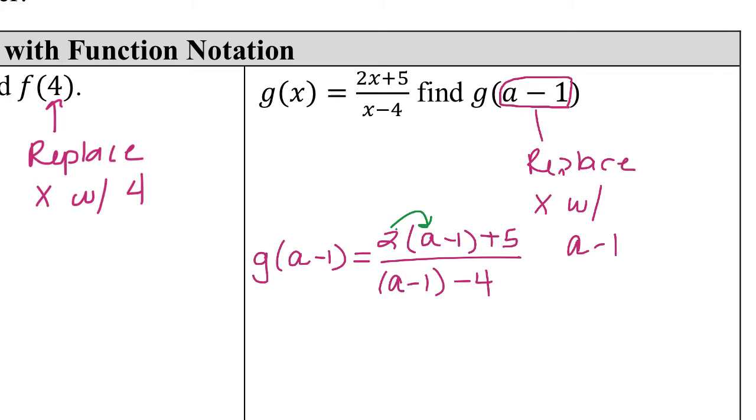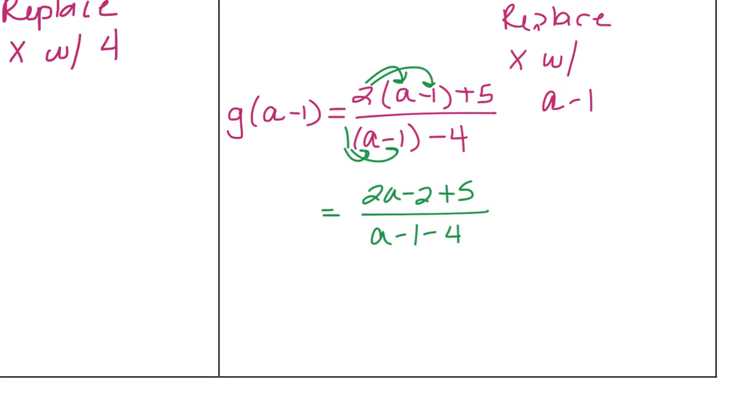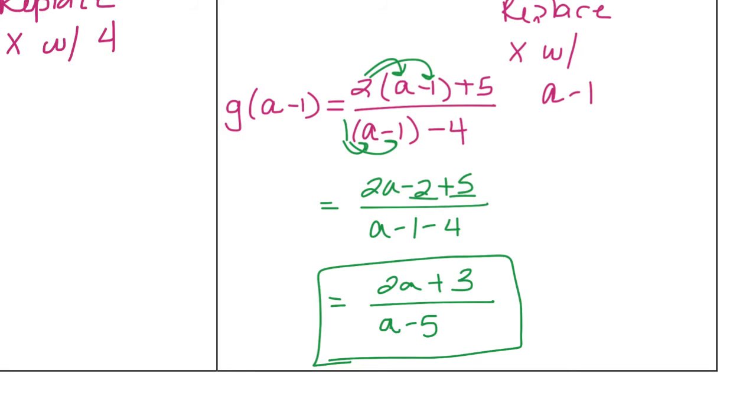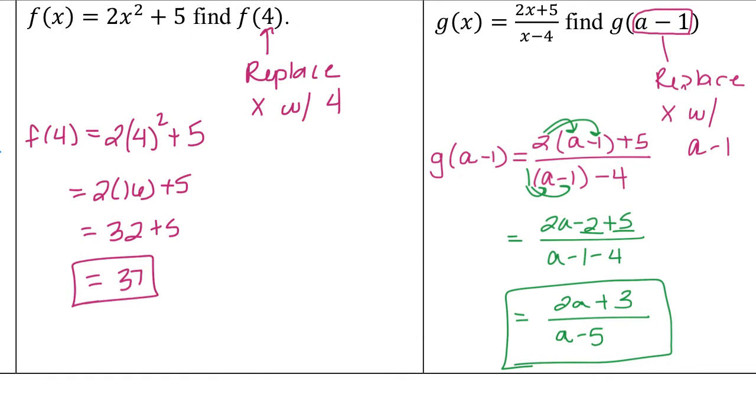So we're going to distribute the 2 on the top. So 2a minus 2 plus 5. Now on the bottom, there's really a 1 on the front here. So 1 times a is just an a. 1 times negative 1 is negative 1. Minus 4. And then I can combine like terms on the top to make 3. Combine like terms on the bottom to make a 5. So my new function is this. Sometimes you may get a number when you evaluate. Sometimes you may get another function, and that's okay. Both of these are exactly the same.